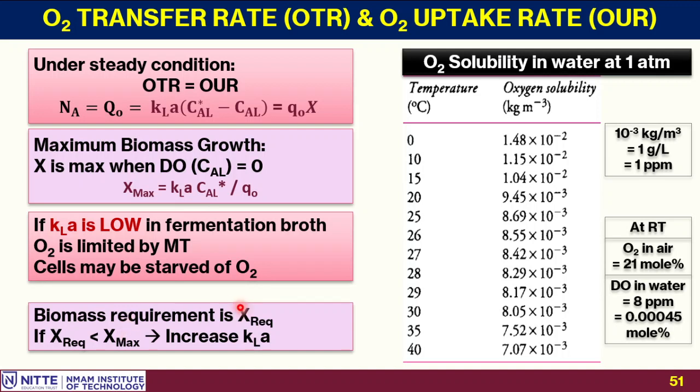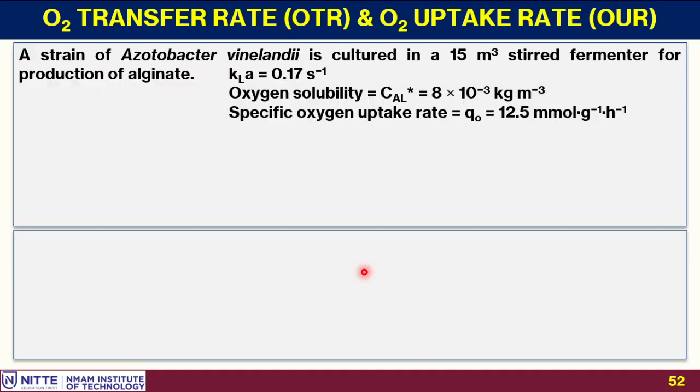Now, if you think that your required concentration of X is less than X max, say it is 12 gram per liter maximum you can produce or grow in the fermentation medium, and your required concentration of biomass is 10 gram per liter. That means maximum is 12, required is 10. Fine, you can grow with that. Now you may have to increase the KLA value. If required is less than X max value, you may have to increase the KLA. So you can estimate whether KLA has to be increased, and whether mass transfer is sufficient or not, you can identify.